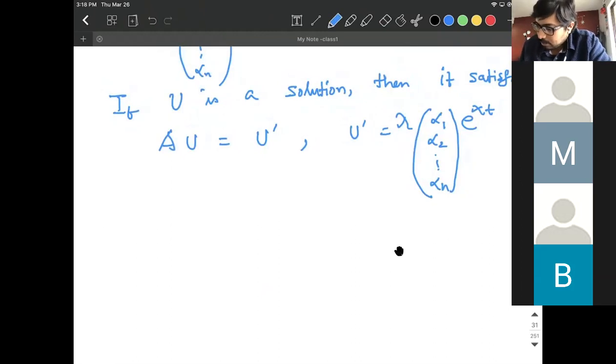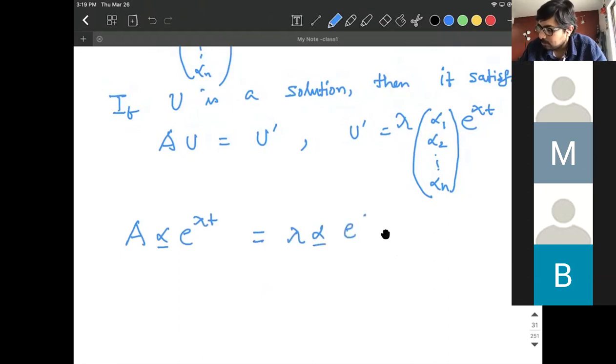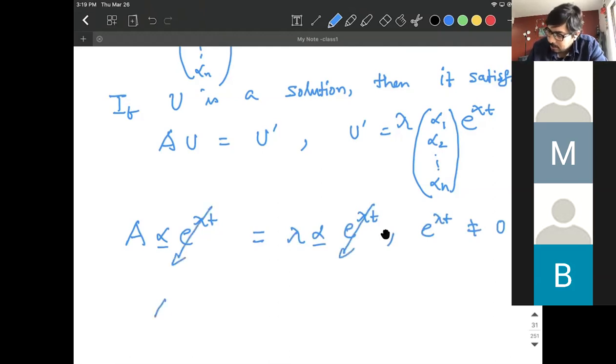And if you plug in, so u was, what was u? Alpha bar e to the lambda t equals lambda alpha under bar e to the lambda t. Now, once again, e to the lambda t is not 0, right? It's a real number which is never 0. So we can cancel this out, and we are left with exactly an eigenvalue, eigenvector equation.